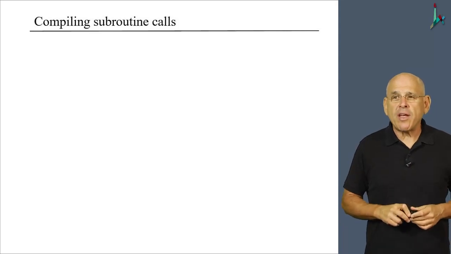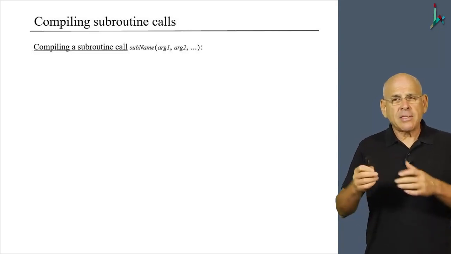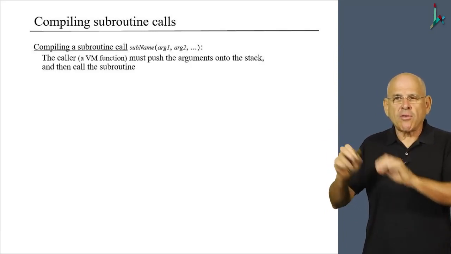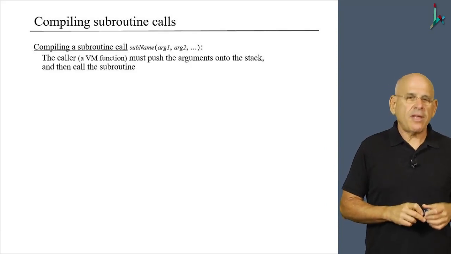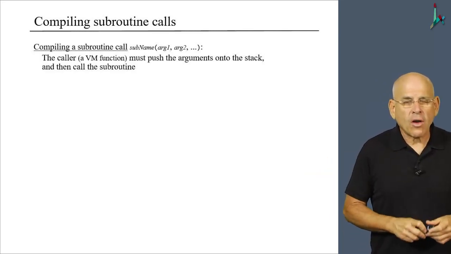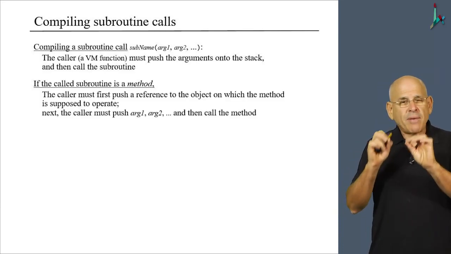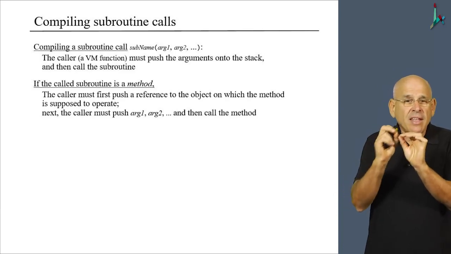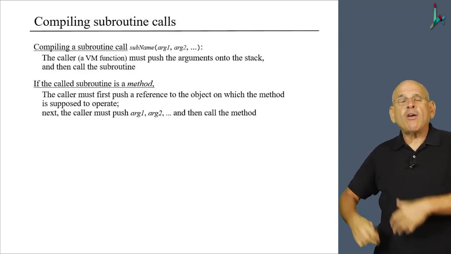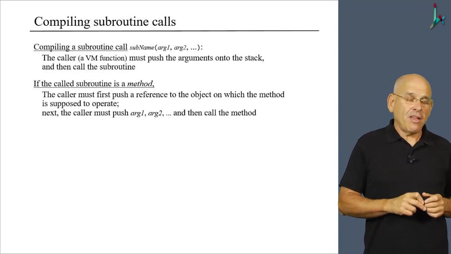What conventions do we have to follow here? Well, when we compile a typical call, like subroutine name with a set of arguments, the caller must push the arguments onto the stack and then call the subroutine for its effect. So it does push arg1, push arg2, and so on, and then call subname. Now, if this subroutine is a method, then the caller must remember that the first thing it has to do is to push a reference to the object on which the method is supposed to operate, and only then it proceeds to push arg1, arg2, and so on, and call the method for its effect.